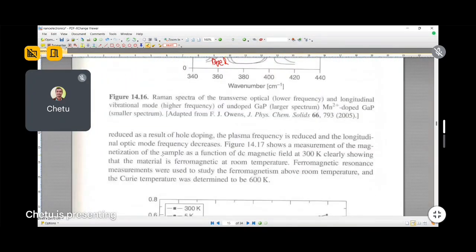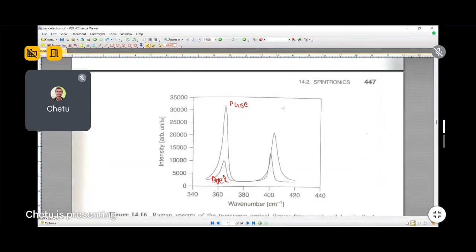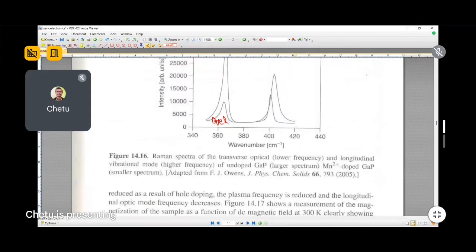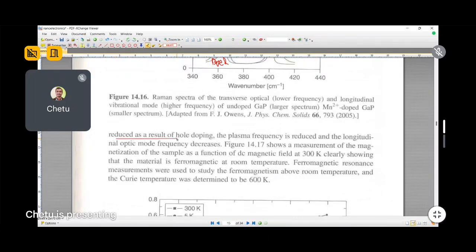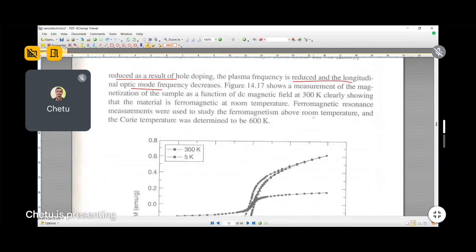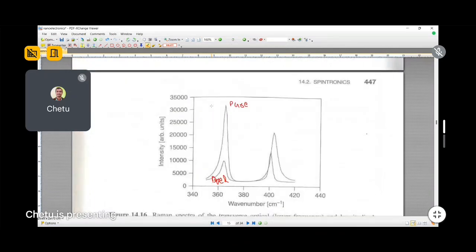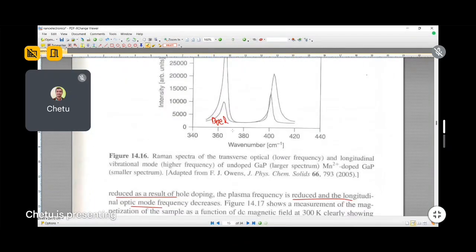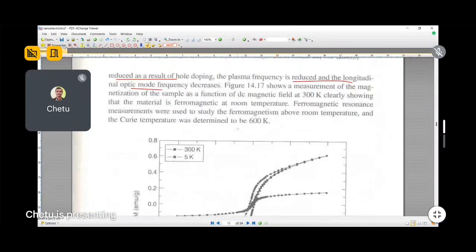If the electron concentration reduces as a result of hole doping, meaning some holes will recombine with the electrons and therefore reduce the number of electrons, there will be a majority of holes. So the plasma frequency will automatically reduce, because it is associated with the number of conduction electrons, and the optic mode frequency will have a slight shift from its central position. This way the Raman spectrum can confirm that the hole doping is successful. This is one indication.